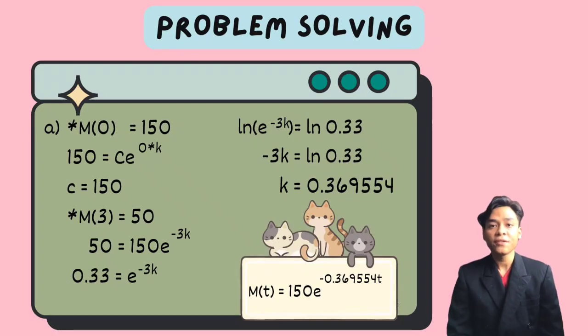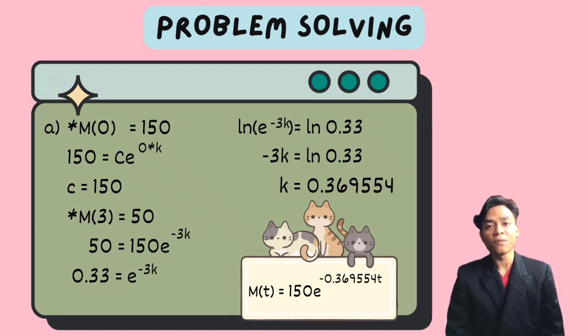To solve this, we take the information given, which is that the initial mass M0 is equal to 150 grams. Using the formula M(t) equals C e to the power of negative kt, we get 150 equals C e to the power of 0 times k, and we get the value of C equals 150.